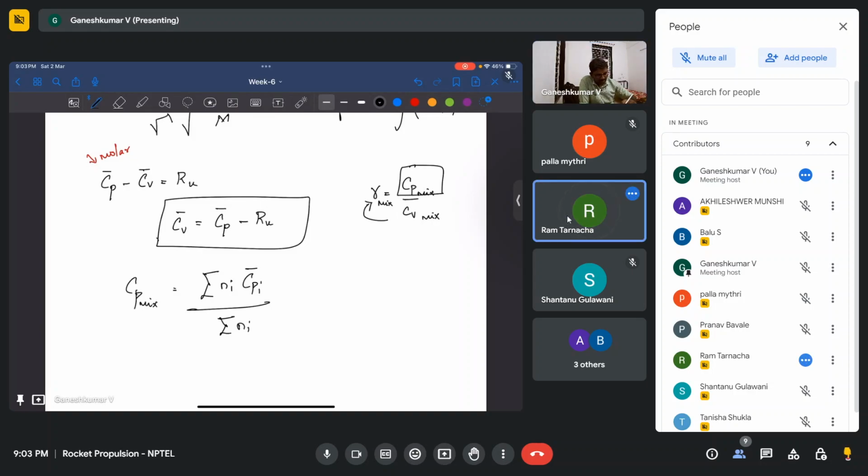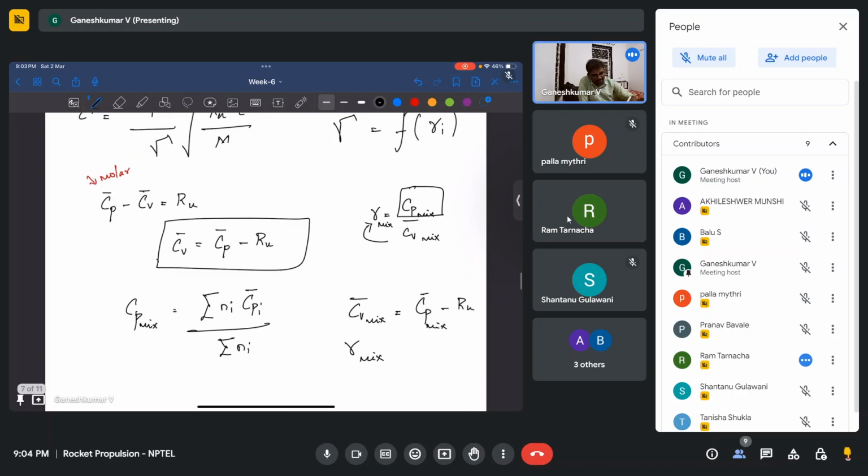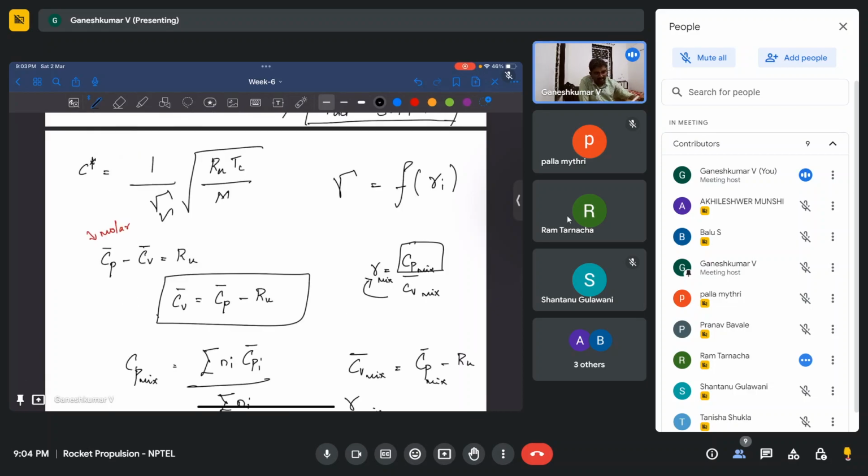Got it. Clear. So once you know CP and CV of mixture, you can write it as CP of mixture minus RU, and once you know that, you can find the gamma of mixture. Once you know gamma of mixture, this will be known. Molecular weight of a mixture is also mole-number weighted. We just found the adiabatic flame temperature. Then you will be able to directly find the characteristic velocity.